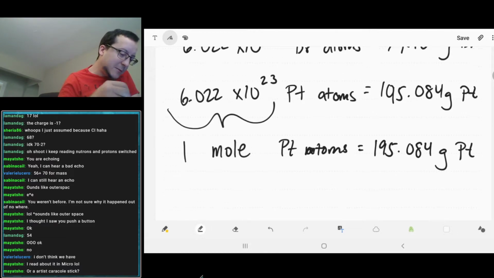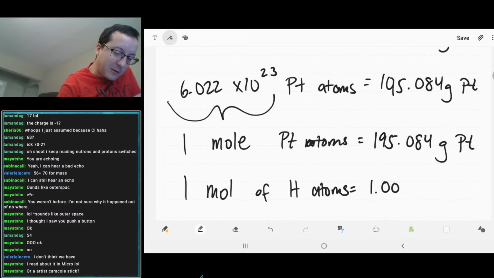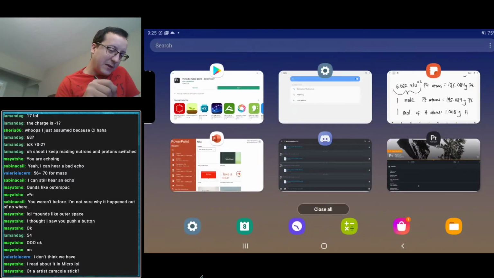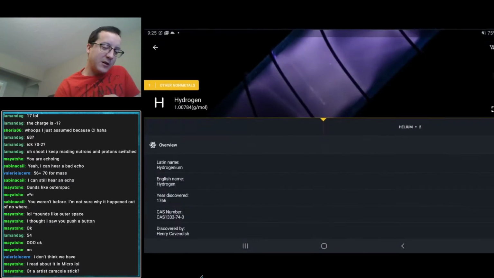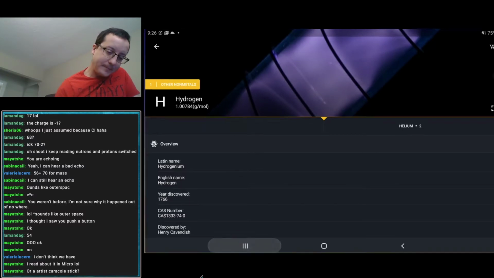And let's see, how about another one? We can also see that 1 mole of hydrogen atoms is going to be 1.008 grams of hydrogen. And that number is just from the periodic table. Hydrogen is one that we're going to work with a lot, especially if you go into chem. I've rounded it there, it looks like, according to this particular app, which has more sig figs than I do. But that's where I got that 1.008 from.